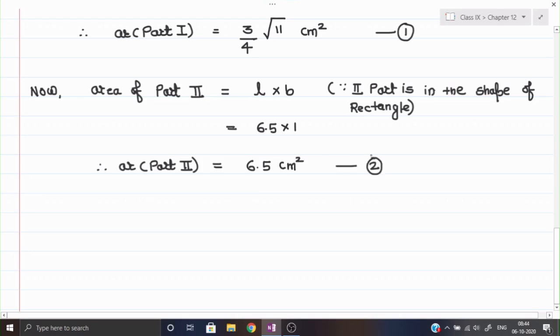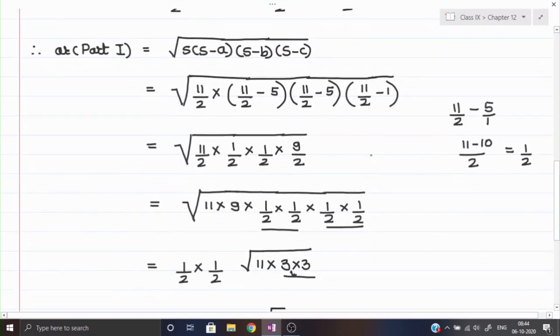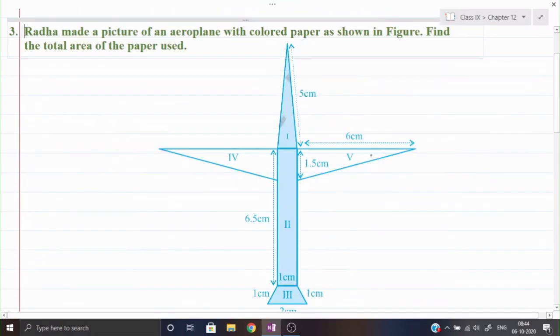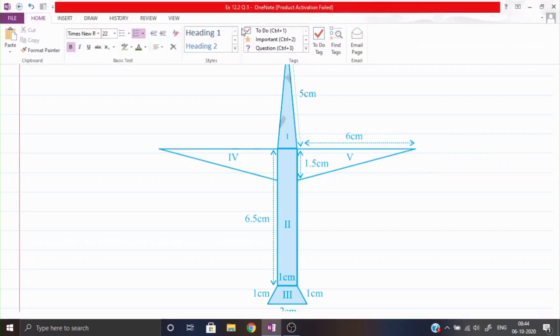Now look at the wings, that is part number 4 and 5. Since you know that both the wings are of the same shape and same size, here we find the area of one wing, and the second wing is also the same. Observe carefully the part number 5. In part number 5 we are given the value of the perpendicular to the base. The base is given there as 1.5 centimeter and the perpendicular side is given as 6 centimeter. I will show you with the help of one figure what exactly they are giving us.